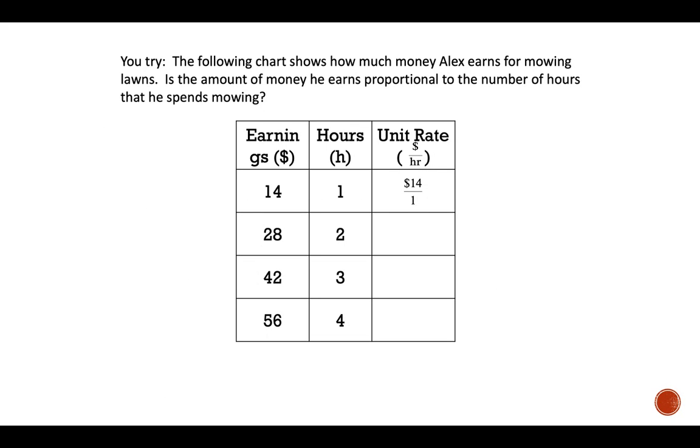Now let's look at this table. Here's what I want you to do. The following chart or table shows how much money Alex earns for mowing lawns. And the amount of money he earns is proportional to the number of hours that he spends mowing. So go through this table and let me know. In fact, fill it out.